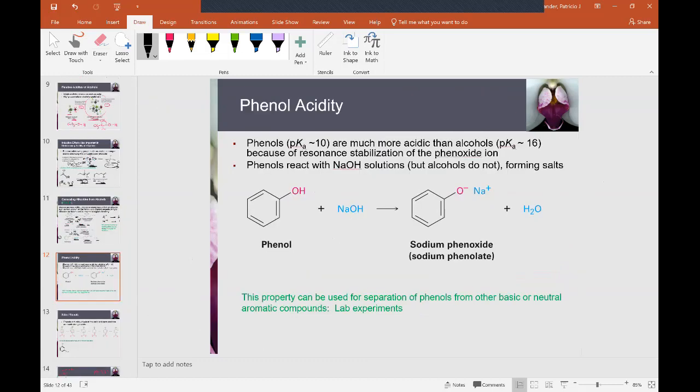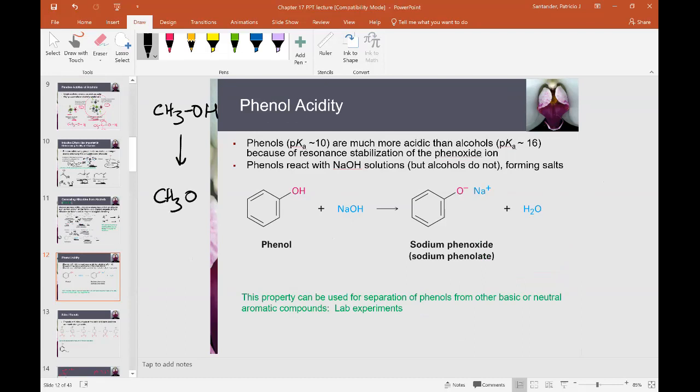Acidity of the phenols. Well, phenols are more acidic than regular alcohols. Why? Because when you have a regular alcohol, let's say you have CH3OH, if I donate a proton and produce CH3O-, how many additional resonance structures can I write down for methoxide? None, right? And so we are stuck in having the negative charge on the oxygen.